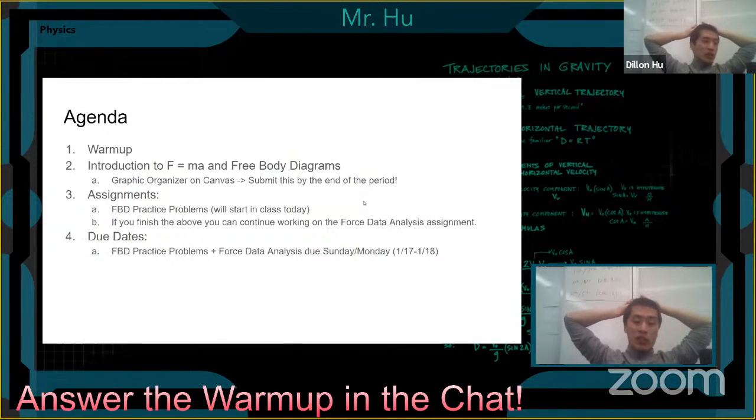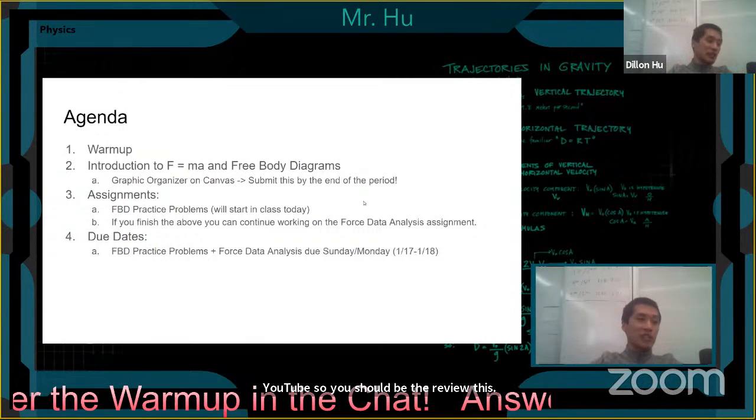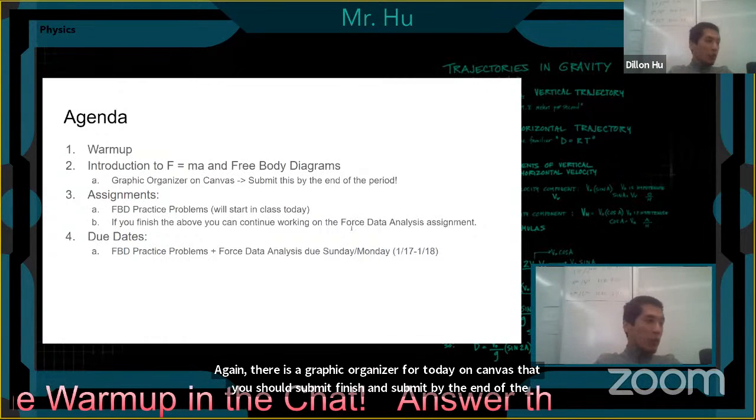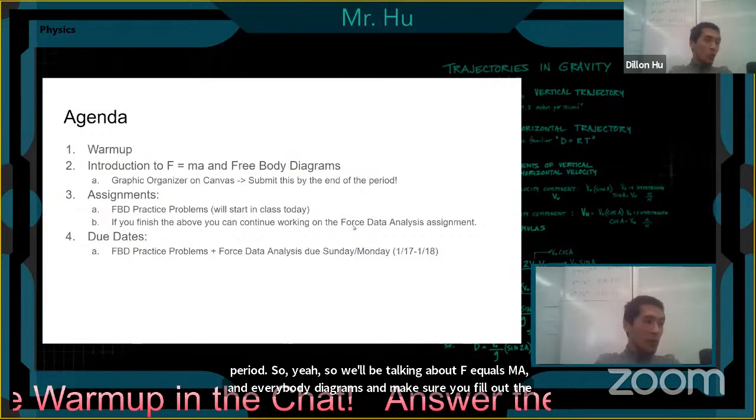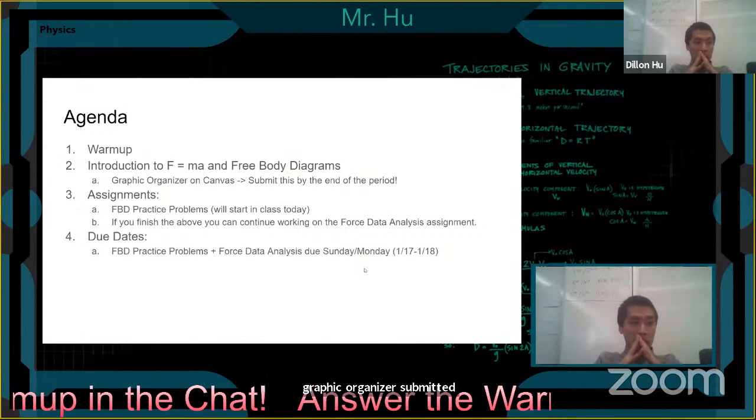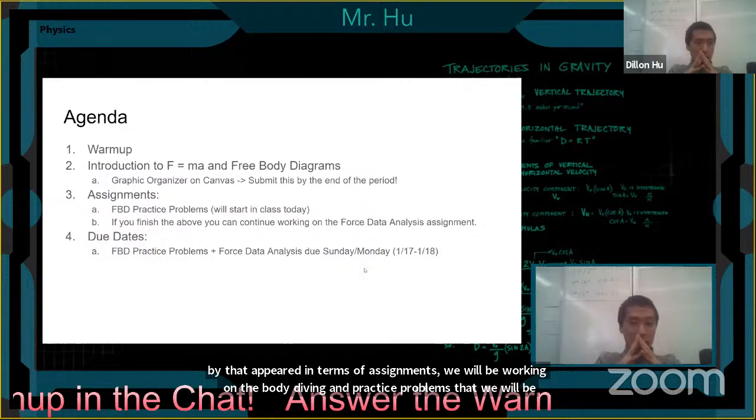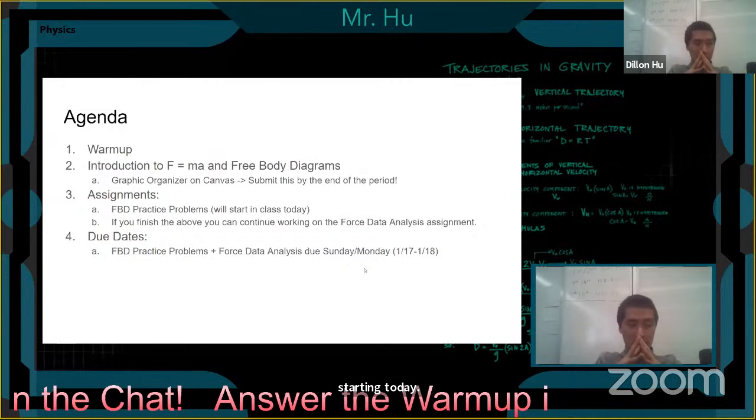You may be able to finish it today, in which case you can continue working on the force data analysis. The due dates for both the free body diagram practice and the force data analysis are Sunday, Monday, so before class on Monday.